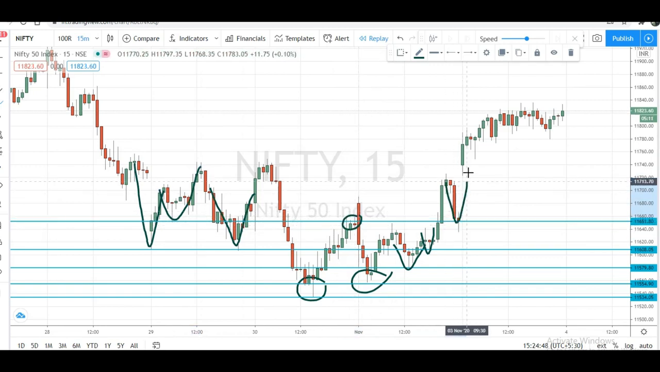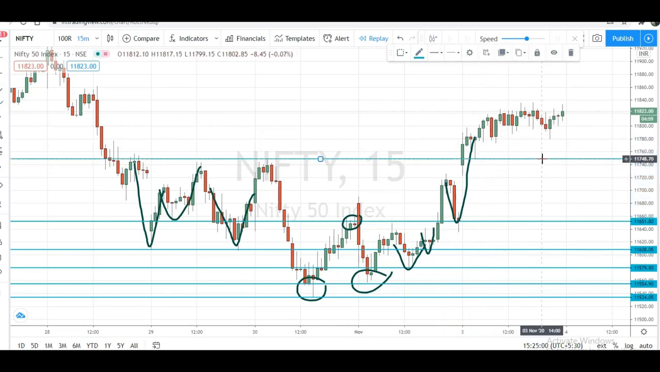Came to this level. This is today's chart, 3rd November. The prices have moved up. What other support levels we have? I have this level as a key support. Just remove this drawing so that you'll understand. Yes, you can see the prices again retraced down and bounced up.